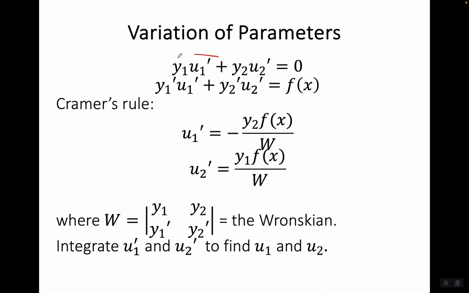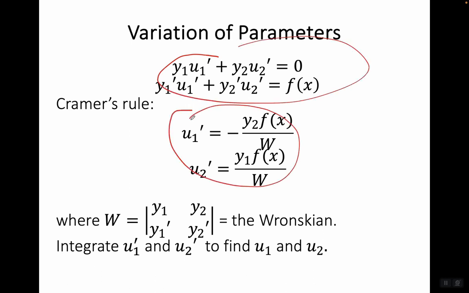Again, the solution to this system of equations by Cramer's rule is going to look like this: u1' = -y2 f(x)/W, u2' = y1 f(x)/W, where W is the determinant of y1, y2, y1', y2'. We call it the Wronskian. And then we would integrate u1' and u2' to find u1 and u2.